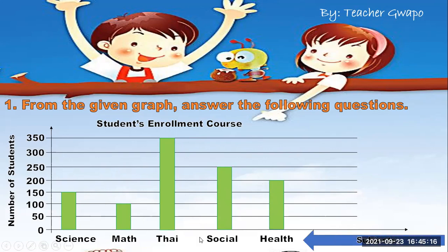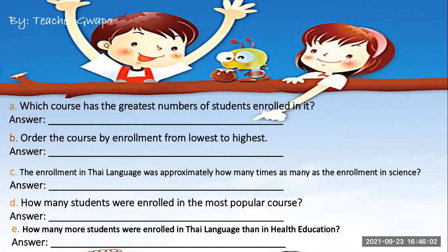Now, let's answer the questions. So these are the subjects. Don't forget, we need to answer 5 questions from A to E. Again, in science, there are 150 students. In mathematics, there are 100 students. In Thai, there are 350 students. How about in social studies? There are 250 students. And in health education, there are 200 students. Now, let's answer these questions. The first question, in letter A: which course has the greatest number of students enrolled in it?